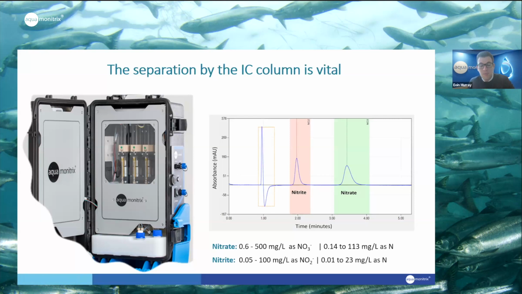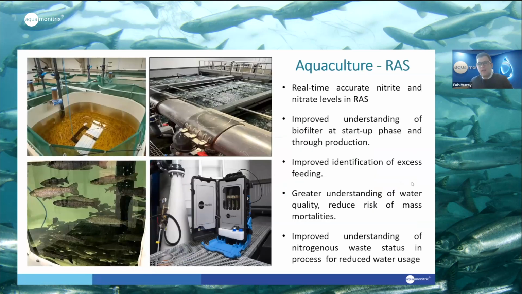In terms of analytical ranges, as you can see down here, for NO3 it's 0.6 all the way up to 500 milligrams per liter as NO3, and for nitrite, NO2, 0.05 all the way up to 100 milligrams per liter as NO2. So really broad ranges, depending on the application and the conditions in which we're analyzing. We can configure the system anywhere within these ranges, so it opens up a whole range of different applications. So that was just a high-level overview of the system and how our system is different to currently available systems.